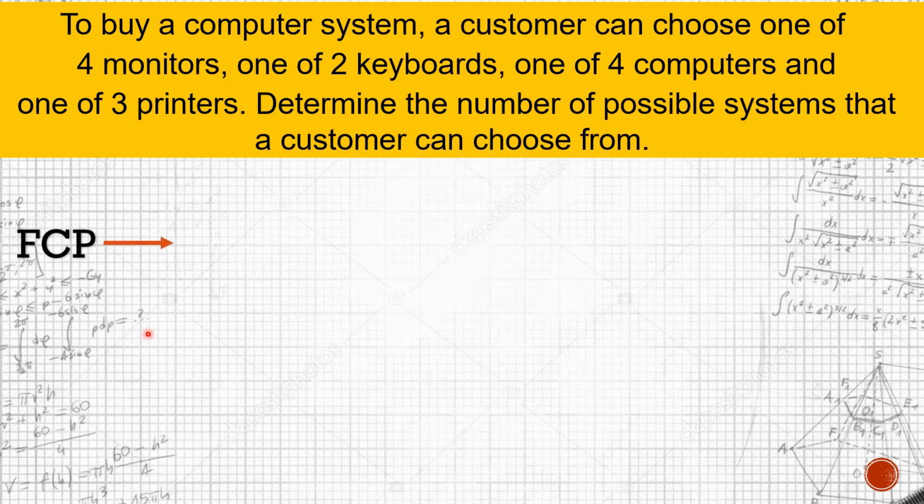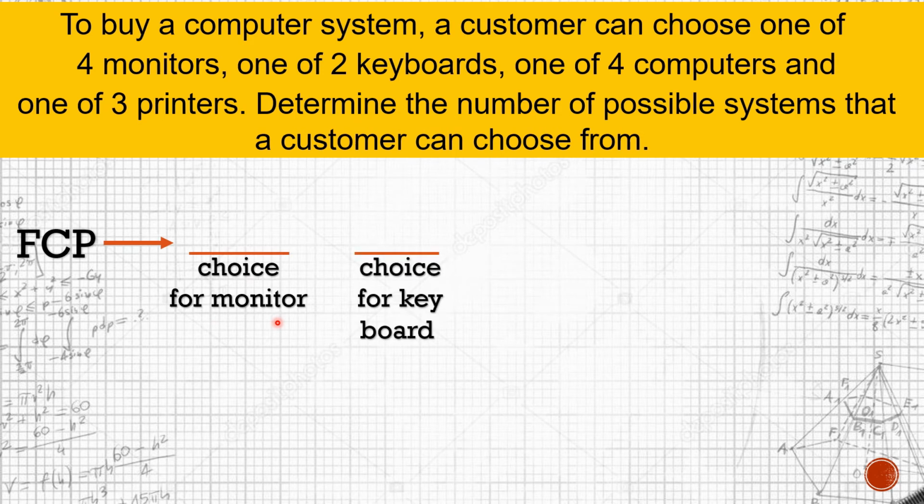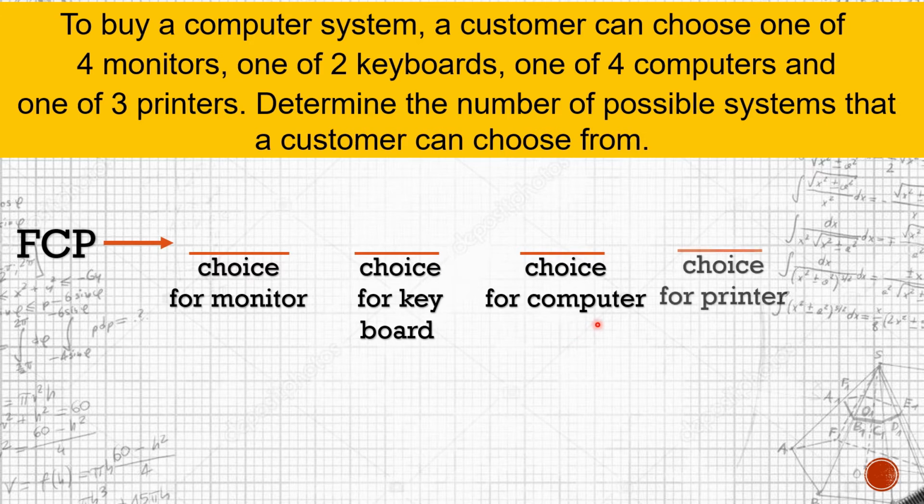So, using FCP, meron tayong iba't ibang independent events. Una, yung pagpili ng kanyang monitor. Pangalawa, yung pagpili ng keyboard. Pangatlo, yung pagpili ng computer. At pang-apat, yung pagpili ng printer. So, ilang beses siya pwedeng mamili ng monitor?